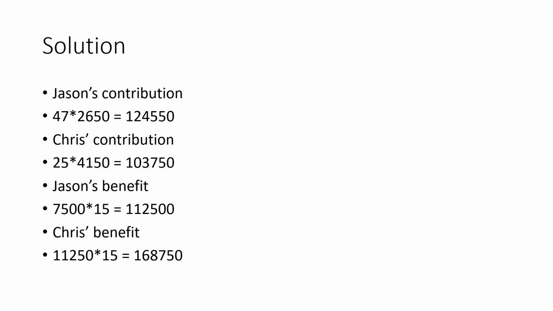Jason's benefit is annual benefit times 15 years. The answer is $112,500. Chris' benefit, annual benefit times 15 years, is 11,250 times 15. The answer is $168,750. So you can see that here, for Jason, his contribution is higher than benefit. For Chris, his benefit is higher than the contribution.